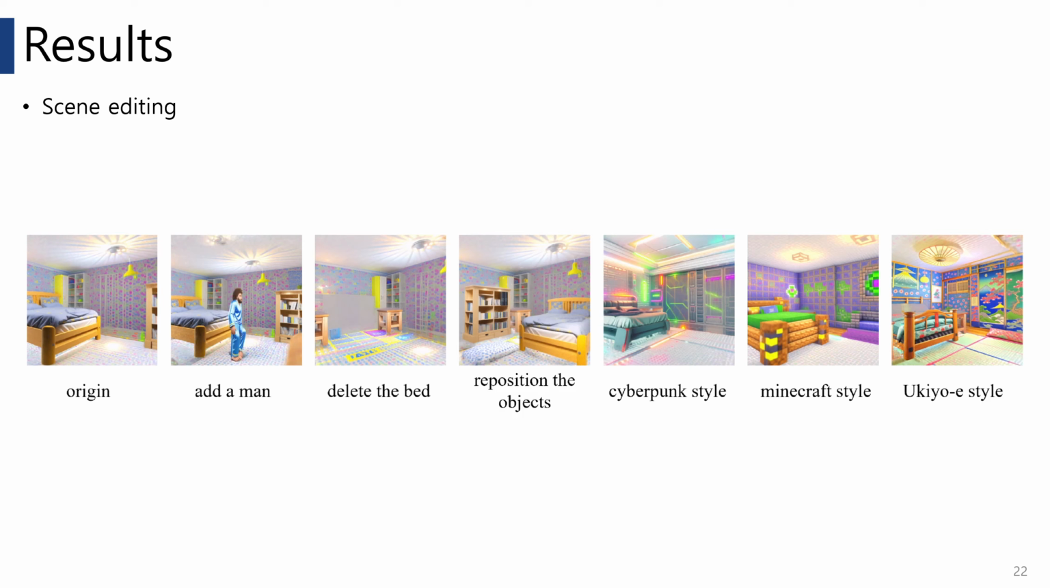Finally, this slide demonstrates DreamScene's scene editing capabilities. The first four images show object-level modification, including adding a person, removing furniture, and repositioning objects. The last three images showcase style editing, where the scene is transformed into cyberpunk, Minecraft, and UQ styles.